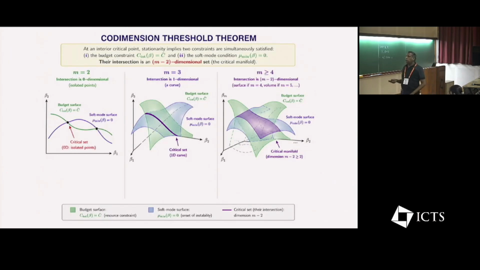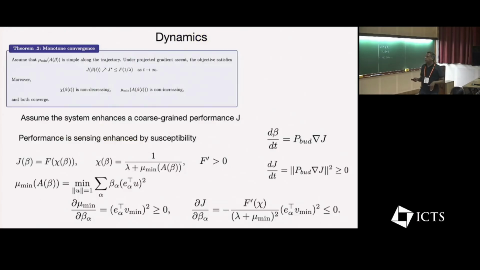For m equal to 2, as I said, the intersection is m minus 2 dimensional. You'll have fixed points, so the system always has to fine-tune itself to that particular point. And for m greater than or equal to 3, you'll always find criticality at the boundaries of the manifold. So now let's go to the dynamics.